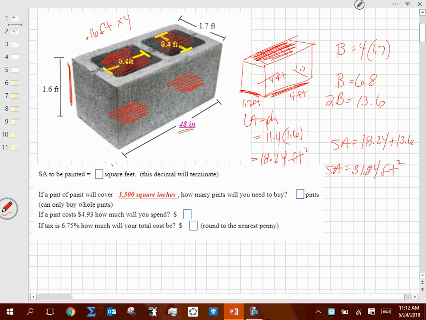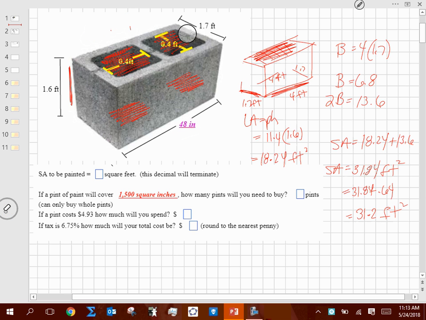I have 4 of them, so I'll multiply that by 4. So give me 0.64. So I need to remove 0.64 from that 31.84 number, and that's going to give me 31.2 square feet. Okay, so that's where I'm currently at with just putting the holes in there.